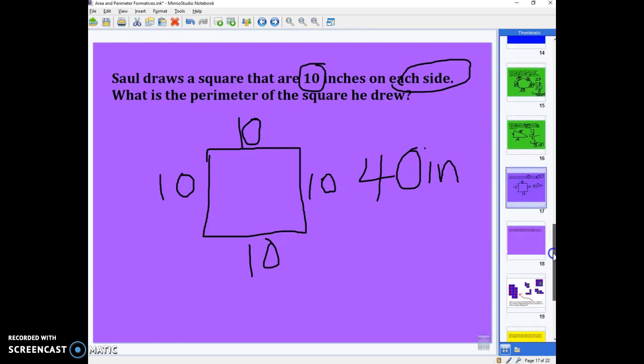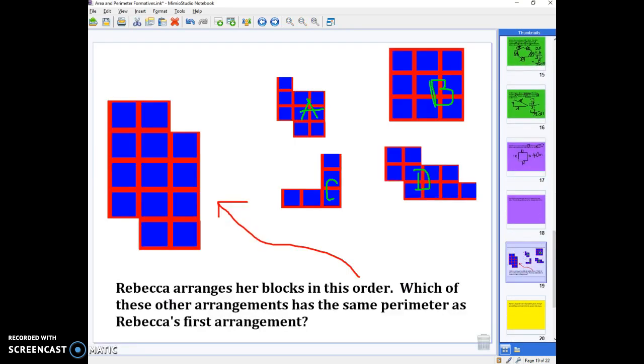So let's get down to this one. So let's read it. It says, Rebecca arranged her blocks in this order. So here's how she arranged them. Which of these other arrangements has the same perimeter as Rebecca's first arrangement? So my first step is to figure out what was her perimeter to begin with. So let's count them. And I'm going to draw here and just make a tick mark. You could use your finger on your computer screen.